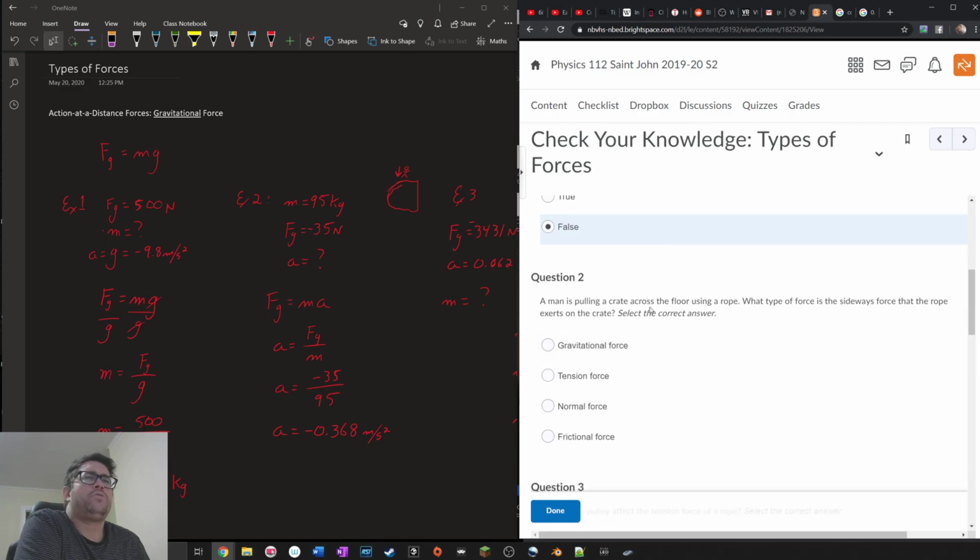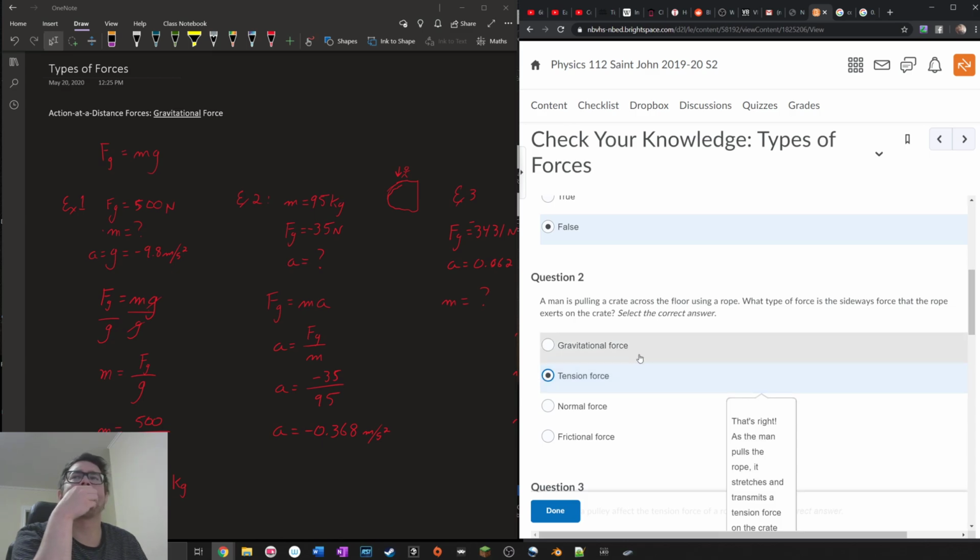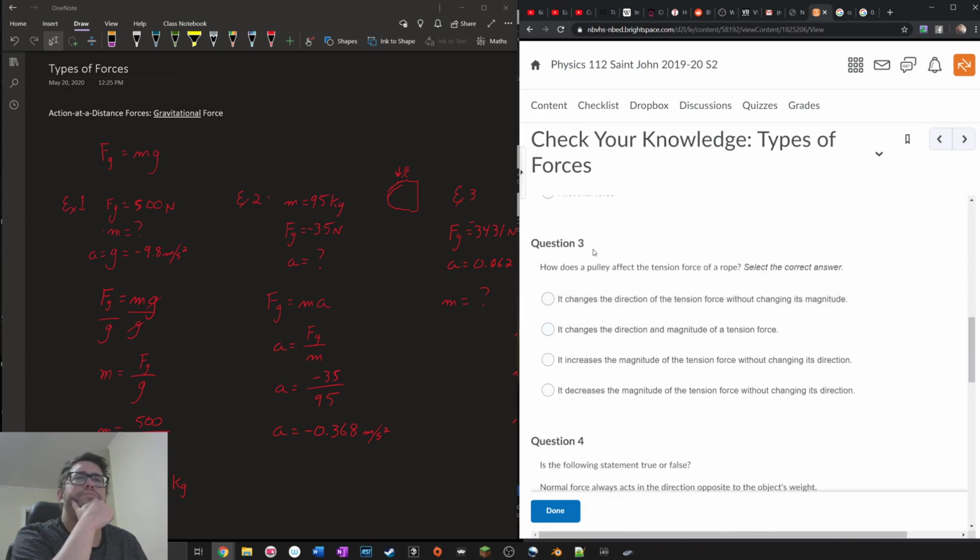A man is pulling a crate across the floor using a rope. What type of force is the sideways force that the rope exerts on the crate? I would call it tension. Normal is up, frictional is back, gravitational is down, so it's tension. How does a pulley affect the tension force of a rope? It does not change the strength of it, it changes the direction of it without changing its magnitude.